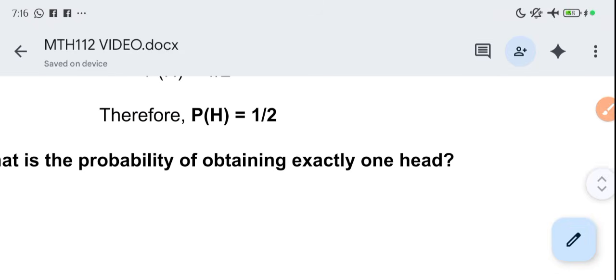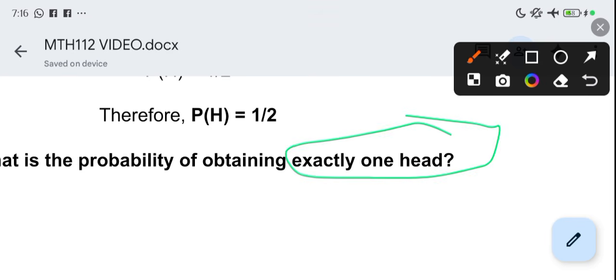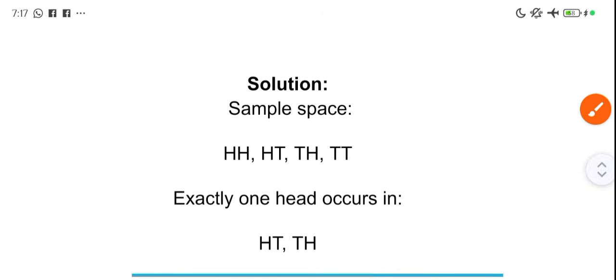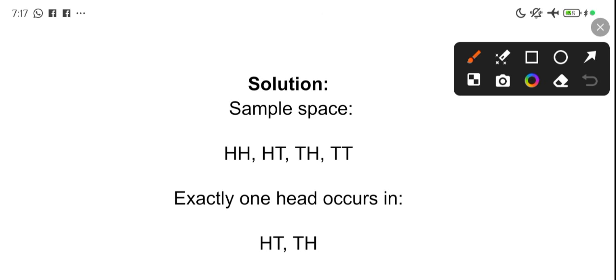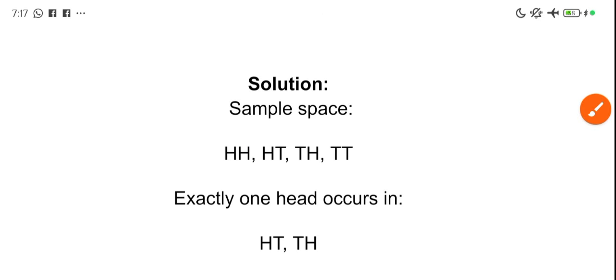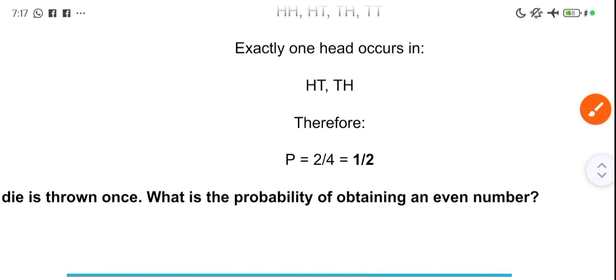So now this question says exactly 1 head. Exactly 1 head. Now if you look at all these values, exactly 1 head is just HT and TH. You don't say at least 1 head. If you say at least 1 head, then our answer will now be 3 over 4. I just hope you get that. Okay? Right. Now moving on.